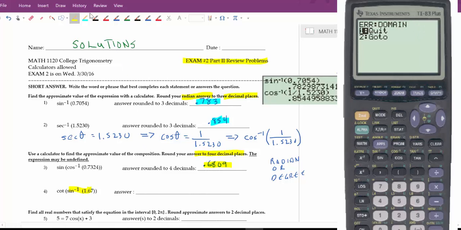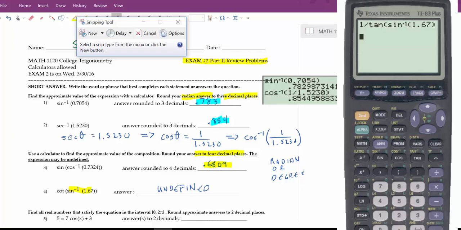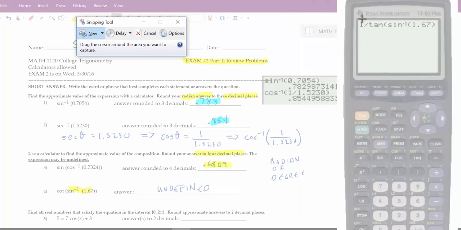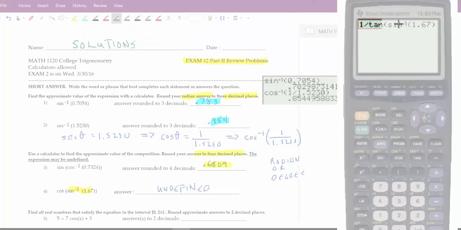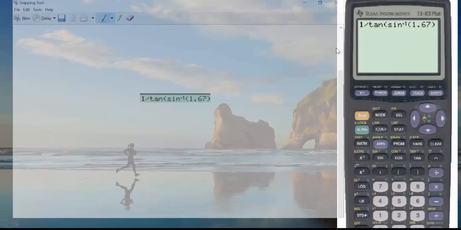Now, don't write error, write undefined. You'll have that sometimes, and don't be surprised if you get that as undefined. That would be an example of each one of those kinds of things that you do. I'm just going to take a quick screenshot on this and have this as a record to show you how I put that in my calculator.